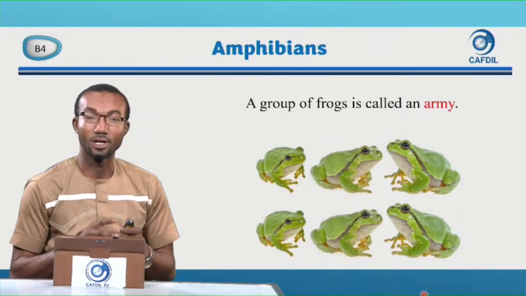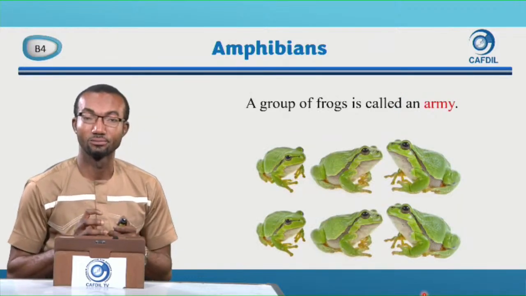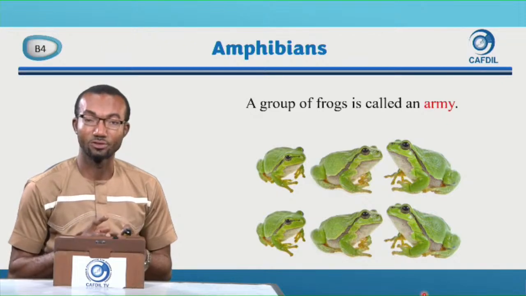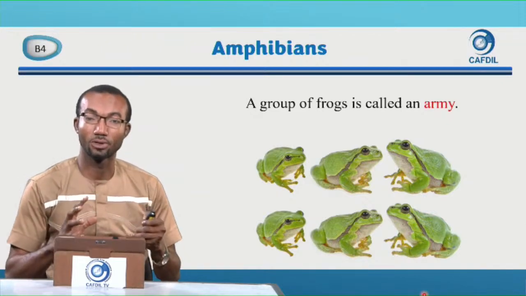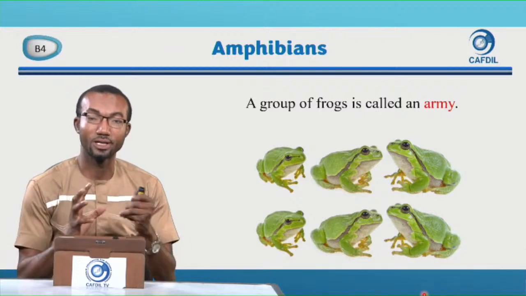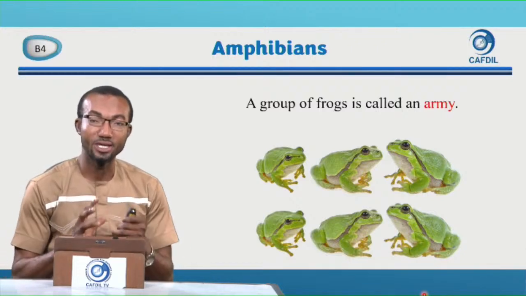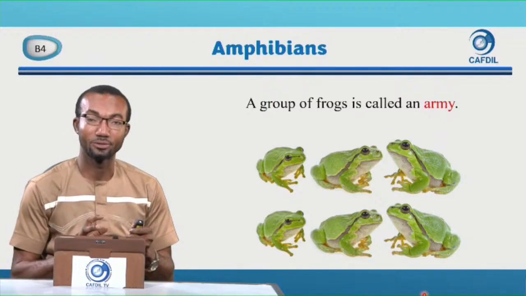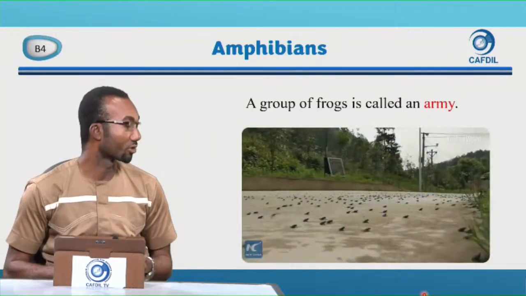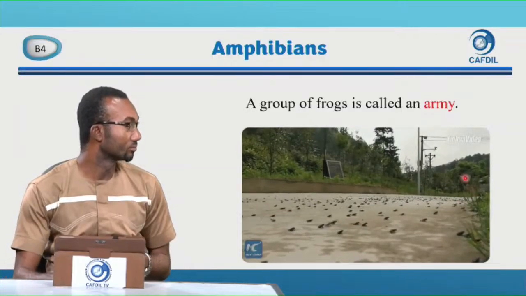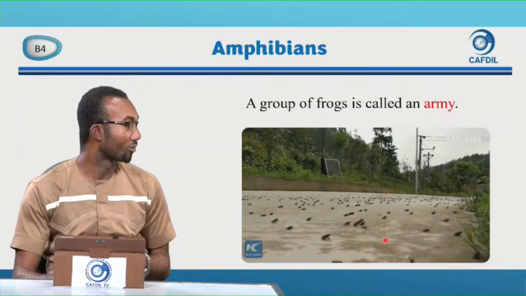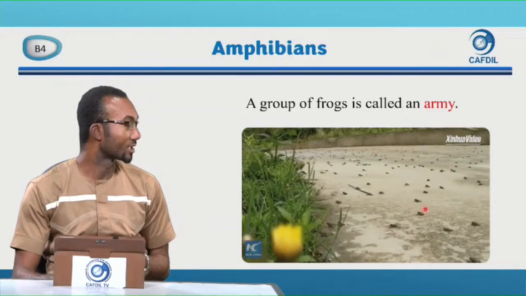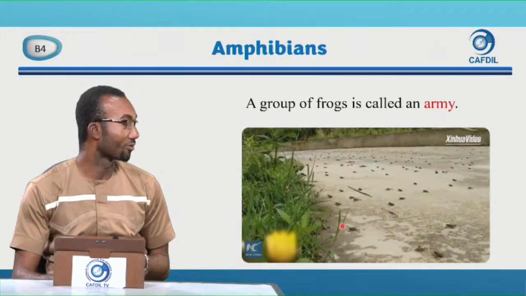A group of frogs is called an army. So when you see a group of frogs moving together, you call them an army of frogs. Like this, you see a group of frogs moving, you call it an army of frogs.